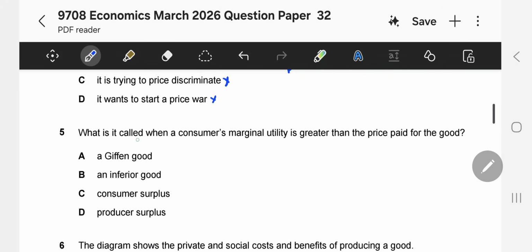Okay. What is it called when a consumer's marginal utility is greater than the price paid for the good? So this consumer is willing to pay more than the cost of the good, so I think that would be consumer surplus. Basically, if the MU curve looks like that, and this is the equilibrium price, for example, then this consumer is willing to pay somewhere here, and this section here would be considered consumer surplus. Right, so question 5, I'm going to choose C.